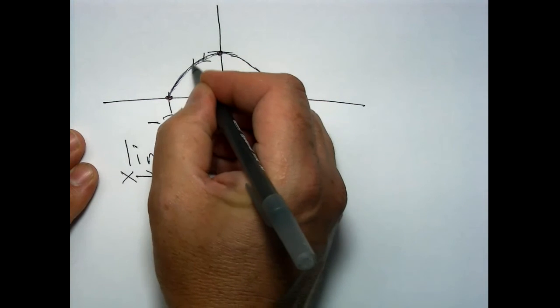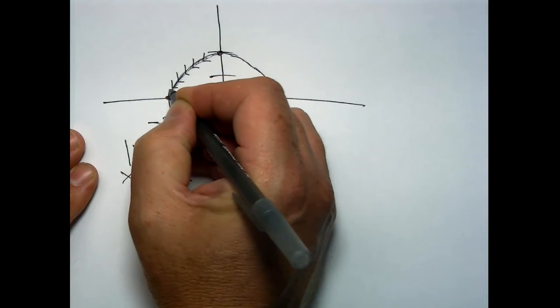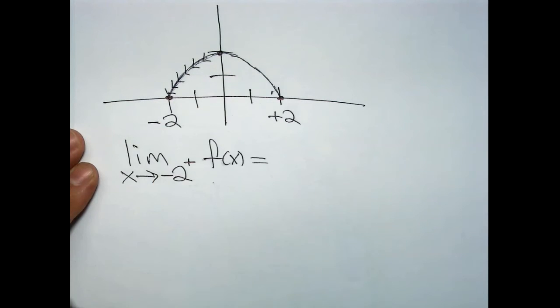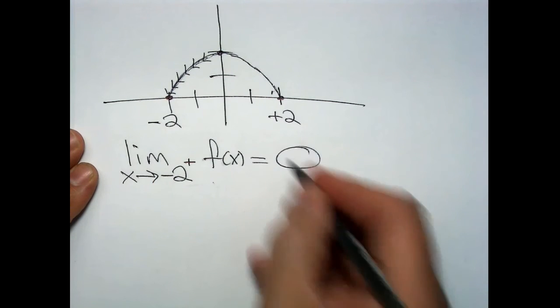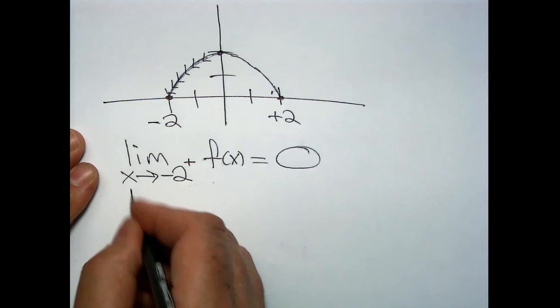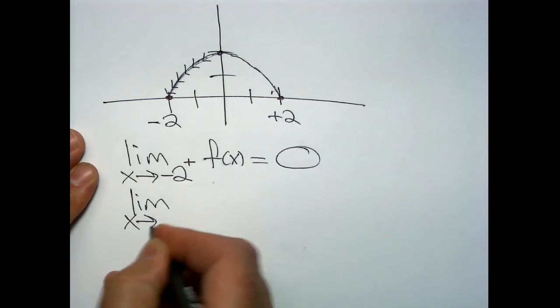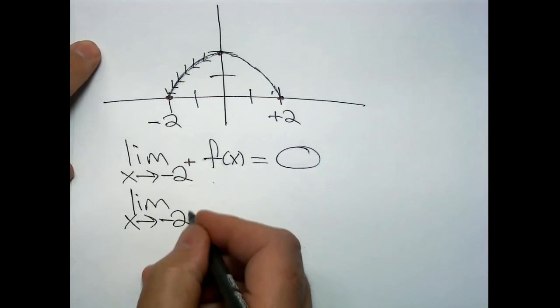That means get on the road from the right and discuss where you think you're headed. Whether you get there or not doesn't really matter. It looks to me like we were headed to 0. Let's do the same thing and approach -2 from the left side.